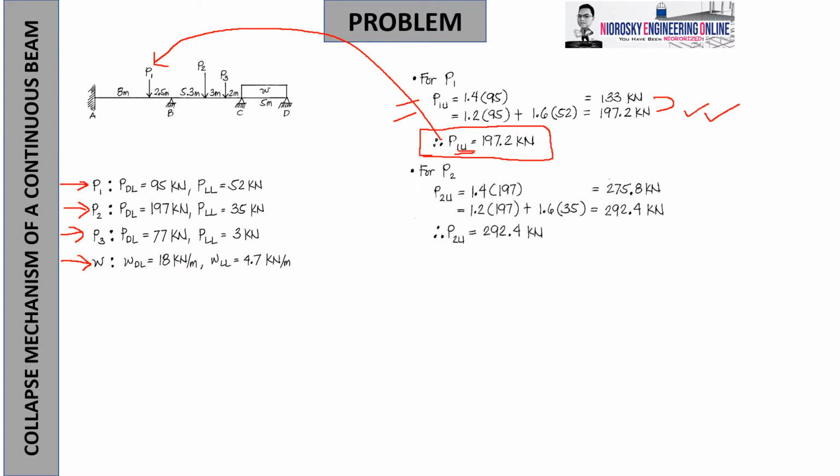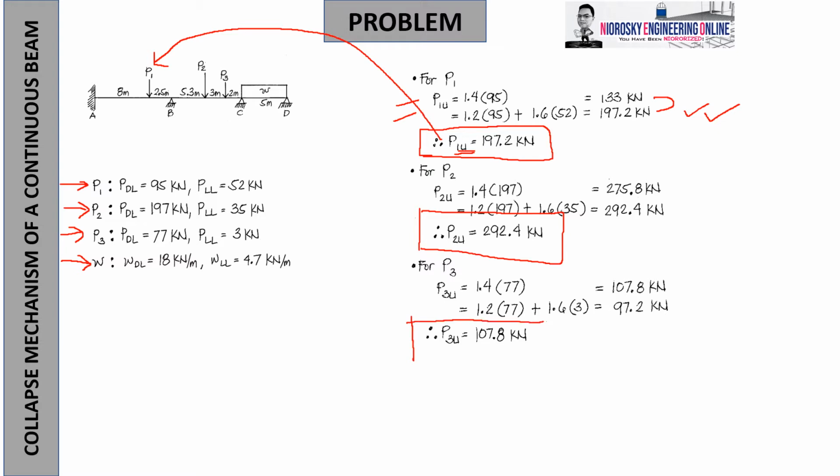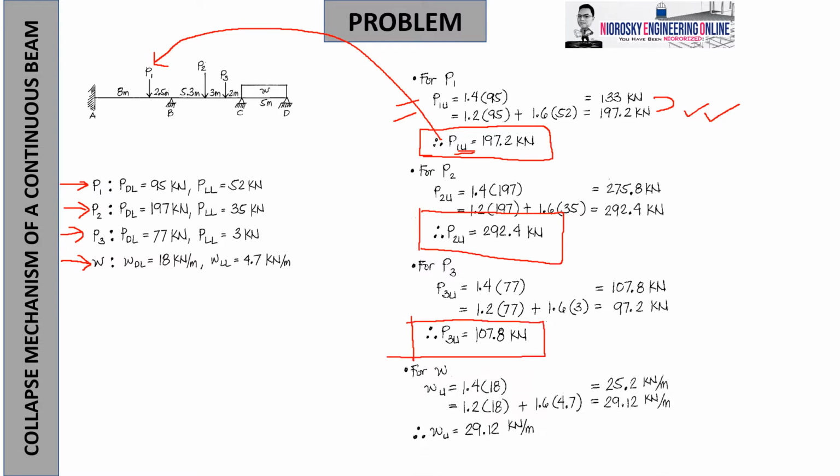And for P sub 2, we are going to have 292.4. For P sub 3, we are going to have 107.8. And for W sub U, which is the distributed load, we have 29.12 kilonewton per meter. So those are the values that we are going to plug in to analyze the next setup.